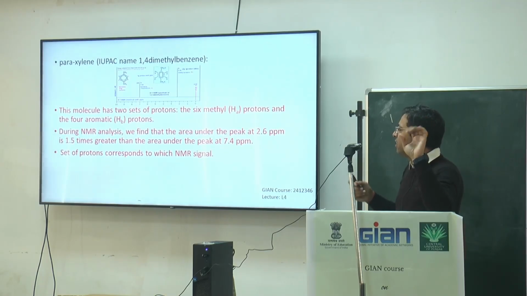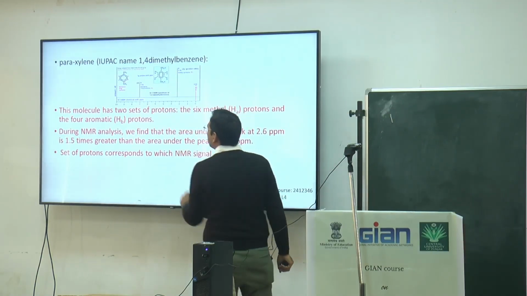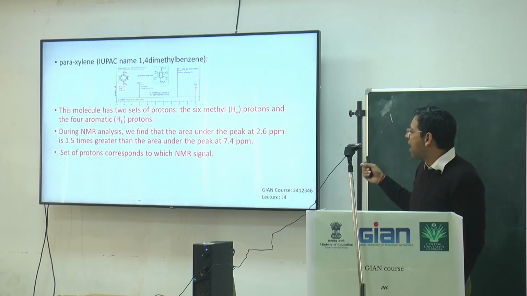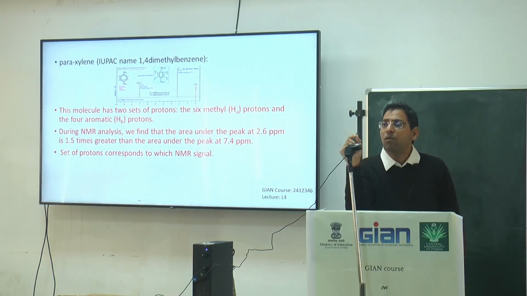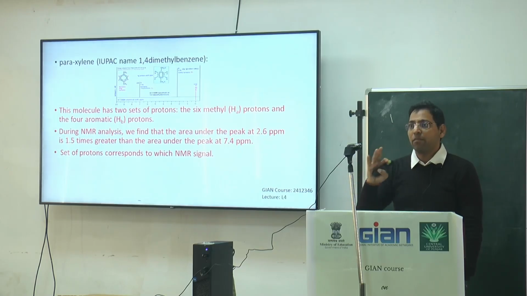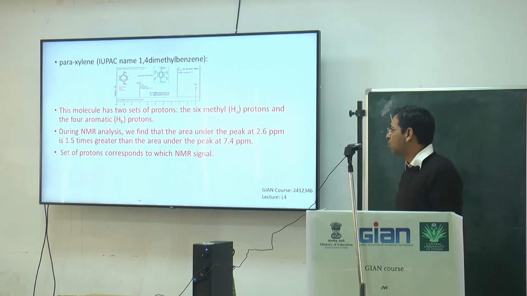Paraxylene is another concept. It also gives two peaks, but one peak is higher than the other, because they have non-equivalent protons of different numbers. One is 1.5 times higher because there are two sets of protons, 6 methyl protons and 4 aromatic protons. They come at different points and have different heights. But in the previous case, the heights of the two different protons were the same. Here they are not the same because one has 4 and the second has 6. So that's why they go up and down.